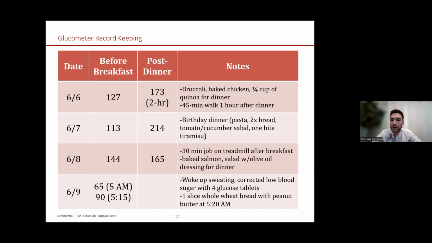All of these notes are very important because, for one, we want to make sure that we're correcting the low blood sugar, and two, we can see that this actually happened, and we can start to figure out why this might have happened and how to avoid it in the future. So this would be a really good example of a good blood sugar log.